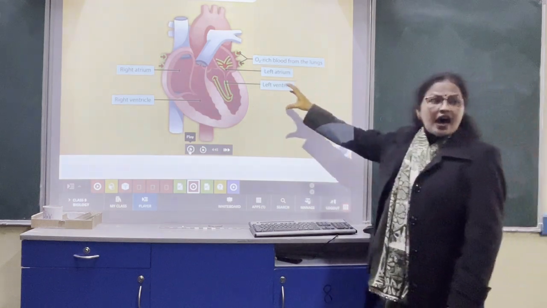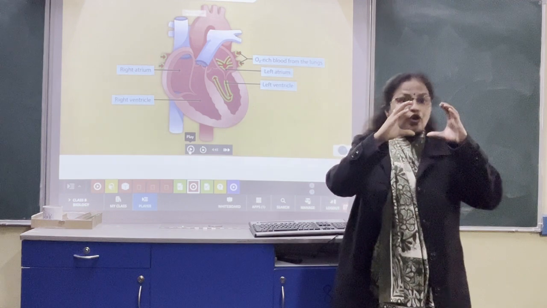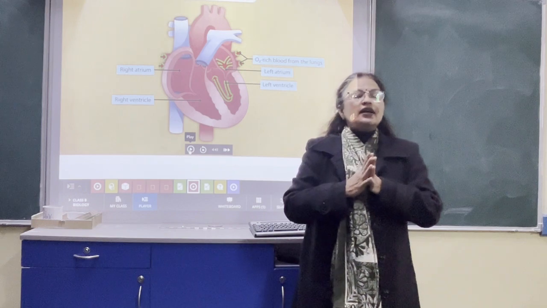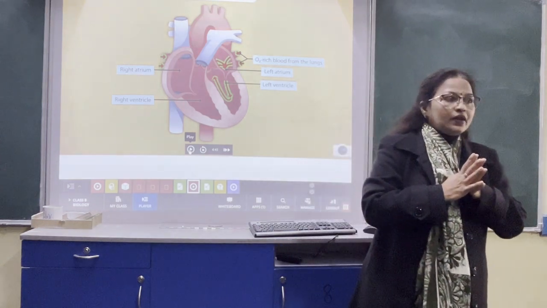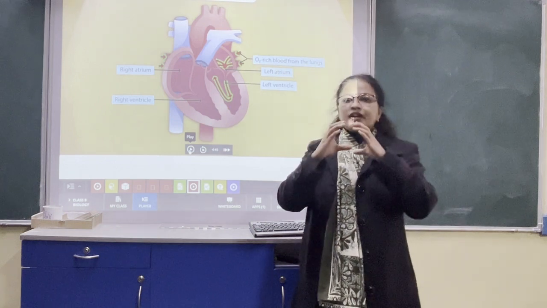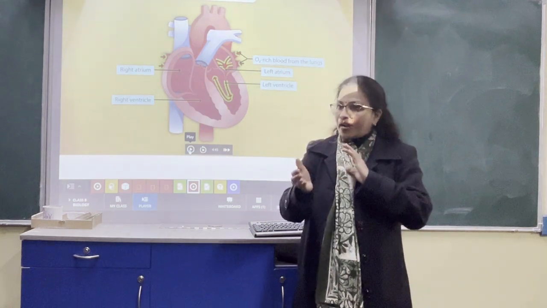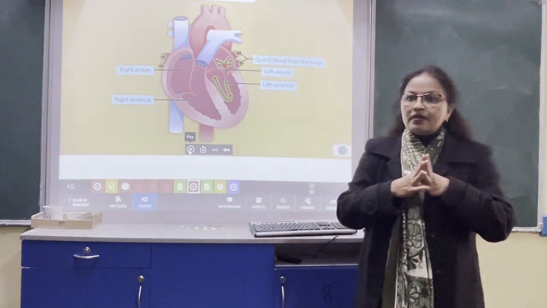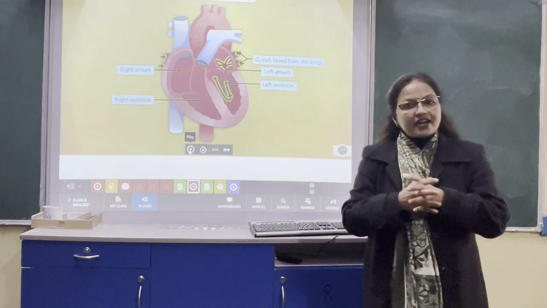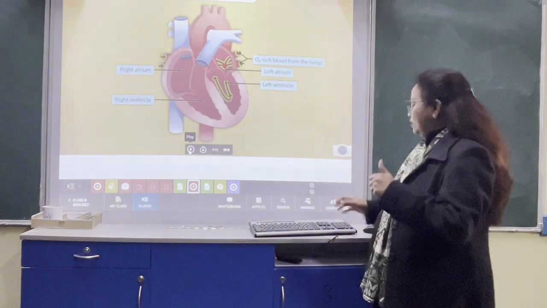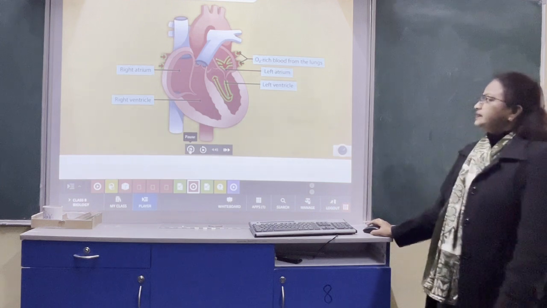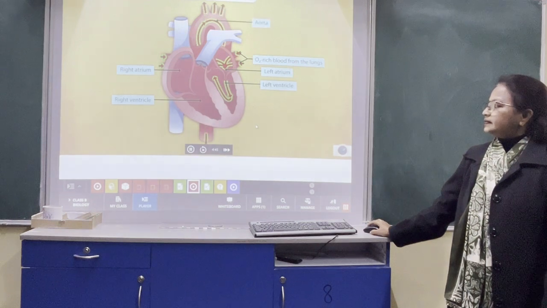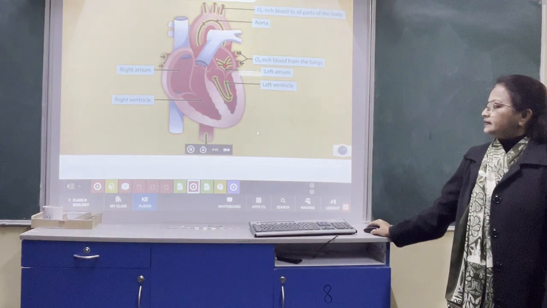Now children, when the heart is pumping, you must have seen it contracting and relaxing. This contraction of the chambers of the heart is known as systole, and the relaxation of the heart chambers is known as diastole. Got the difference? Yes. Contraction of the heart chambers is called systole and relaxation of the heart chambers is known as diastole. Okay, this is also to be considered. The left ventricle then contracts and pumps the blood into the aorta, which carries this oxygen-rich blood to all parts of the body.